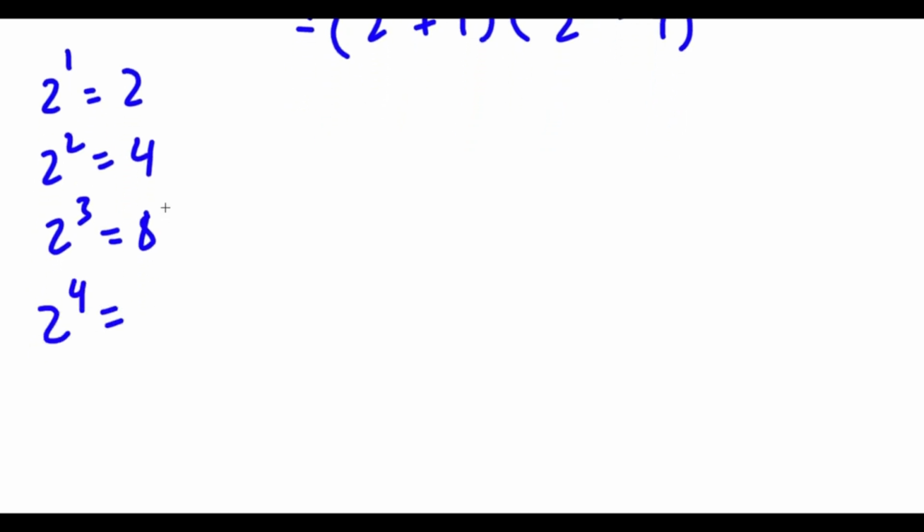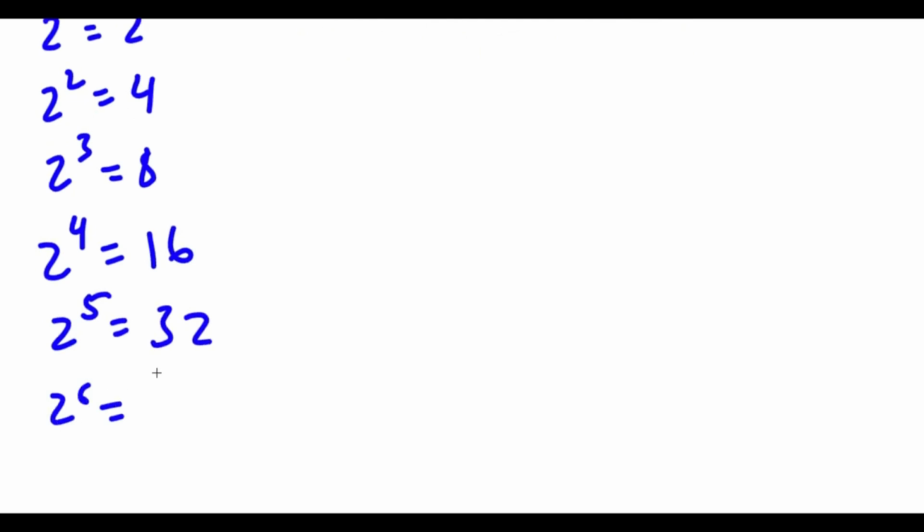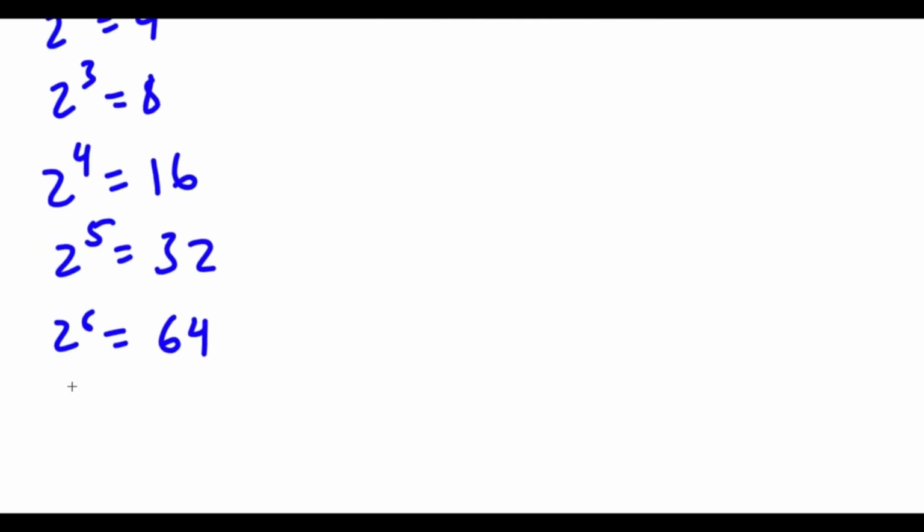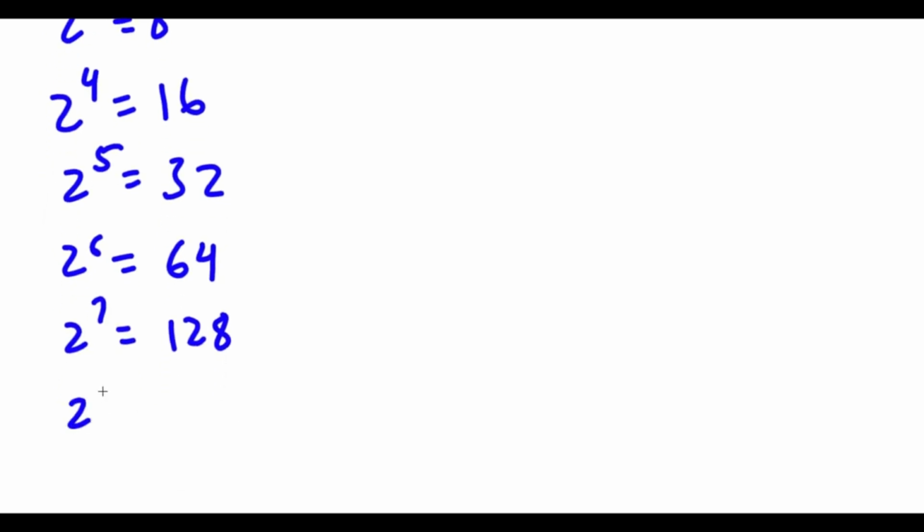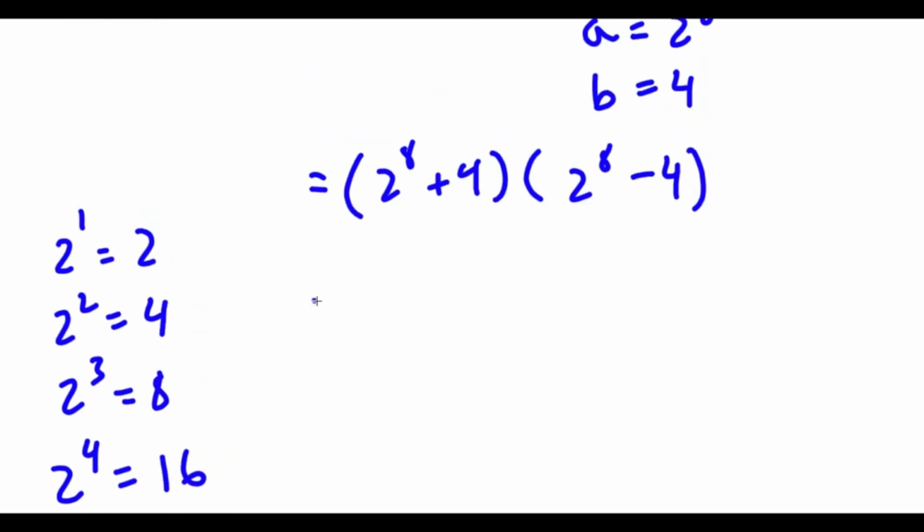So 2 to the power of 4 is going to be double of 8, which is 16. 2 to the power of 5, the double of 16, which is 32. 2 to the power of 6, double of 32, which is 64. 2 to the power of 7, double of 64, which is 128. And finally, 2 to the power of 8, which is double of 128, which is 256. So 2 to the power of 8 is 256.